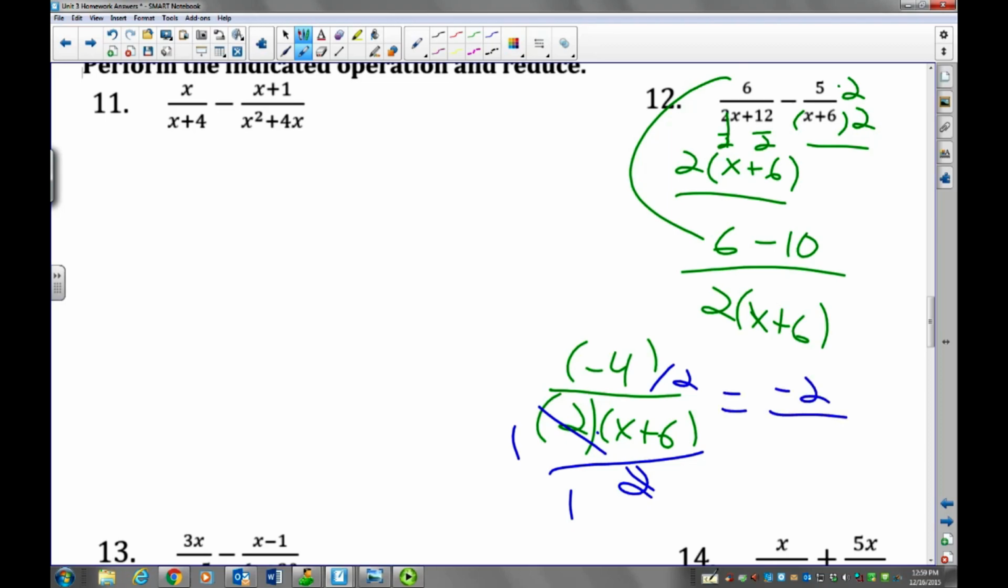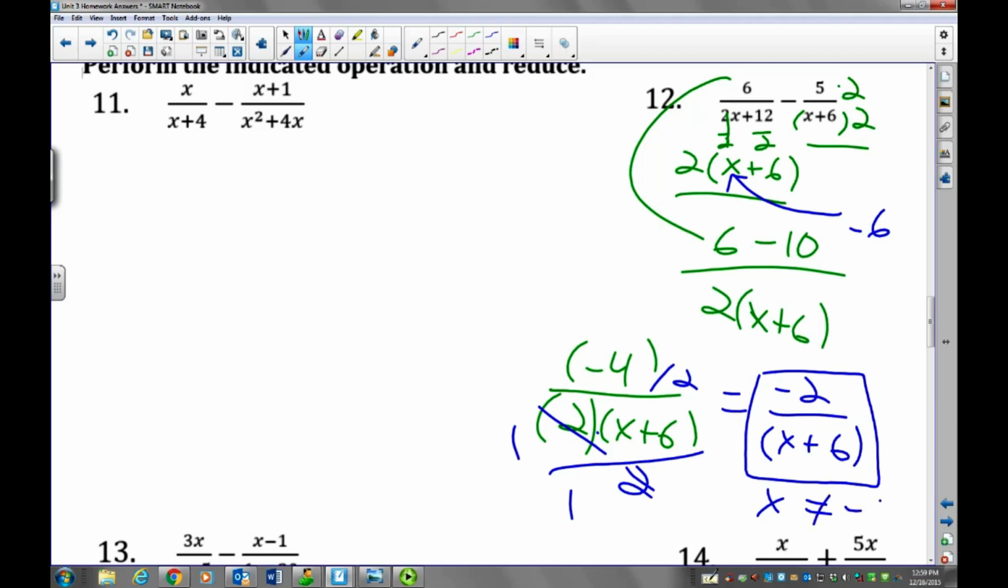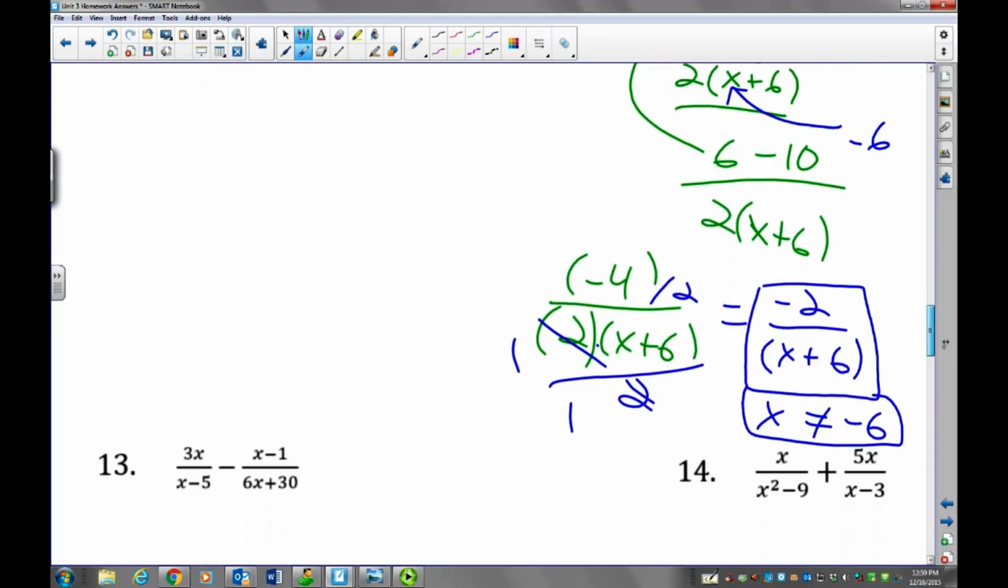So negative 2 over x plus 6 is our final answer, with the exclusion of, let's see, what would be a problem right there? A negative 6 would make the whole thing 0. So with the exclusion of x can't equal negative 6, because that would definitely be a problem. So don't forget to reduce. Like I was saying, some of these you can reduce, so make sure to do that.